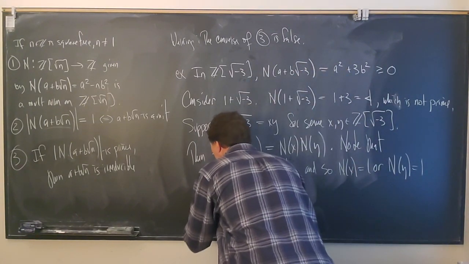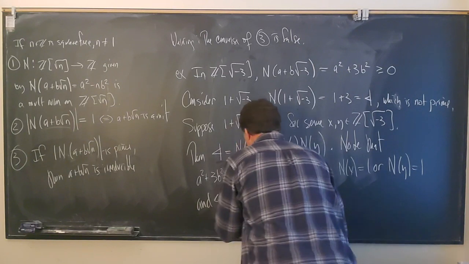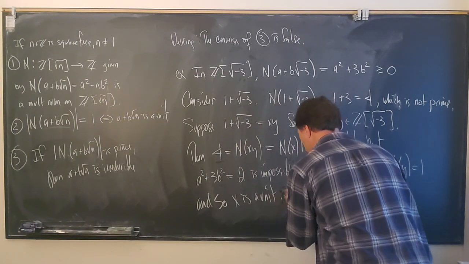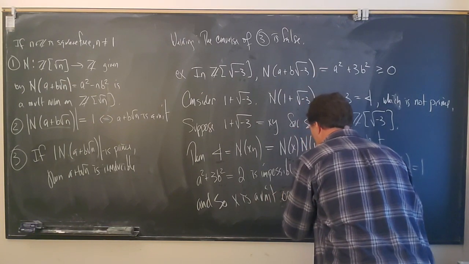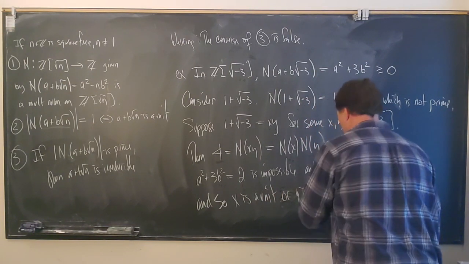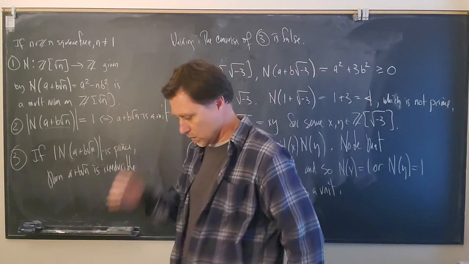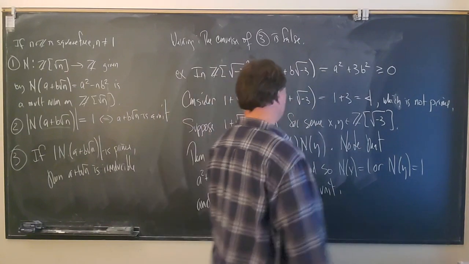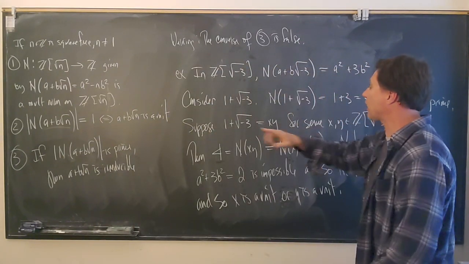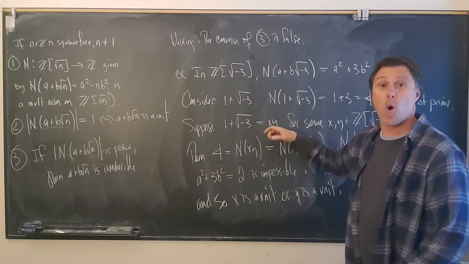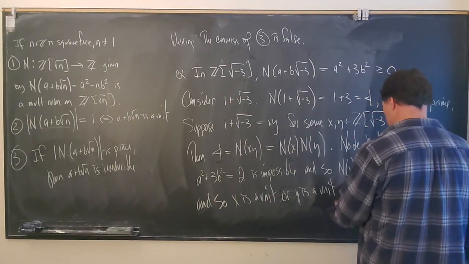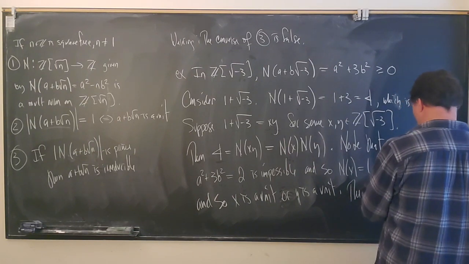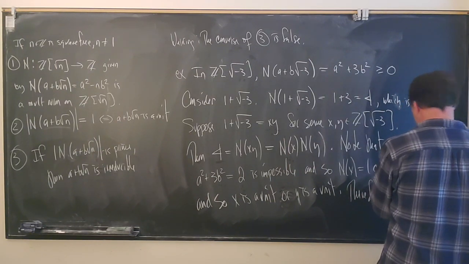And so, x is a unit or y is a unit. What does that tell us then? Well, anytime we factor this element as x times y, one of the two has to be a unit, so we can say therefore 1 plus square root minus 3 is irreducible.